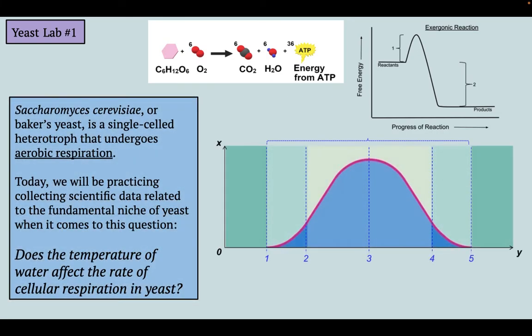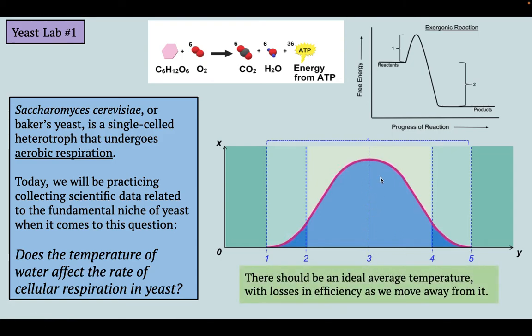So our task with our first lab is to consider whether or not Saccharomyces cerevisiae, or baker's yeast, which is a single-celled heterotroph, it's a fungi, it's not a bacteria, undergoes aerobic respiration based on the function of temperature. We're going to be asking, does the temperature of water affect the rate of cellular respiration? We think, or we should assume, that there's an ideal average temperature that is the highest level of CO2. And as you move away from the average, whether hotter or colder water, we should see losses in efficiency. And this should allow us to see the fundamental niche of yeast.